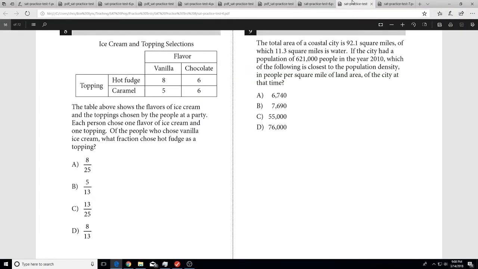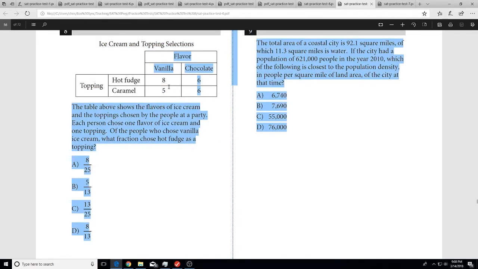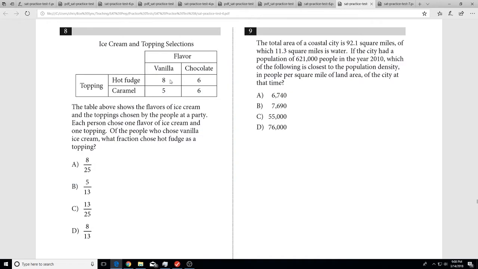Alright, moving on to our second to last problem. Okay, this is another probability problem that you have to be careful of. It says, of the people who chose vanilla ice cream, what fraction chose hot fudge as a topping? So when it says this part right here, of the people who chose vanilla, that means you're only looking at this column right here. We don't care about chocolate. So of the people who chose vanilla, which fraction chose hot fudge?